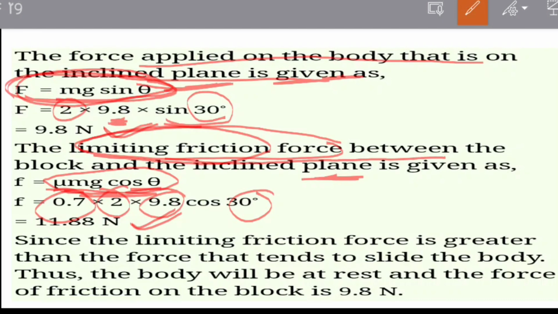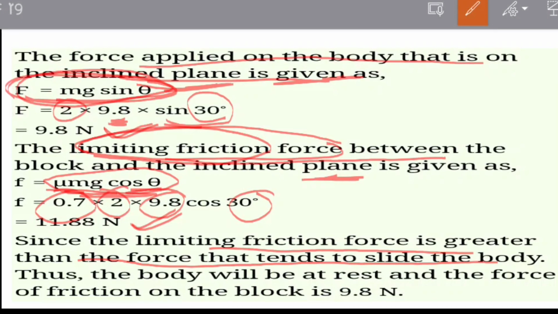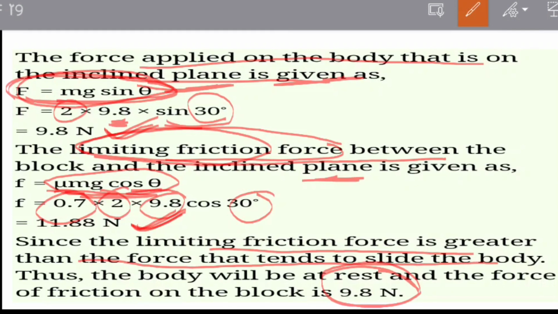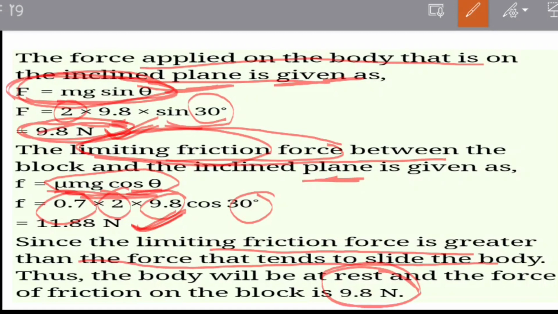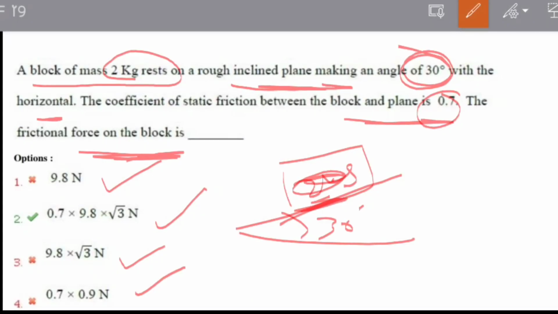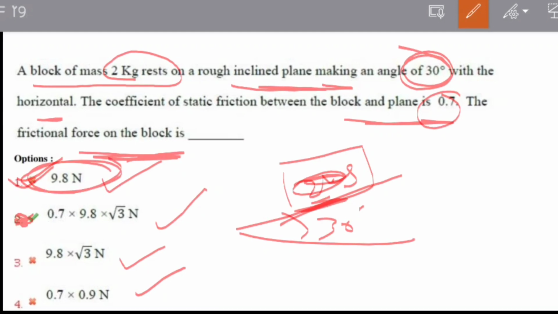Since the limiting friction force is greater than the force that tends to slide the body, the body will be at rest and the force of friction on the block is 9.8 newtons. Limiting friction is more than the force required to move the body, so the force of friction on the block is 9.8 newtons only. Here 9.8 newtons is the correct answer. This option 2 is wrong. Remember this.